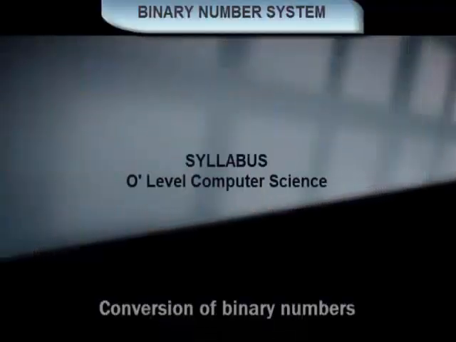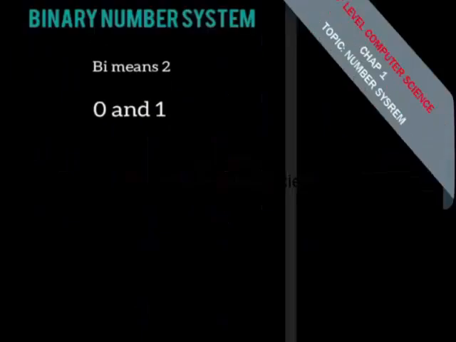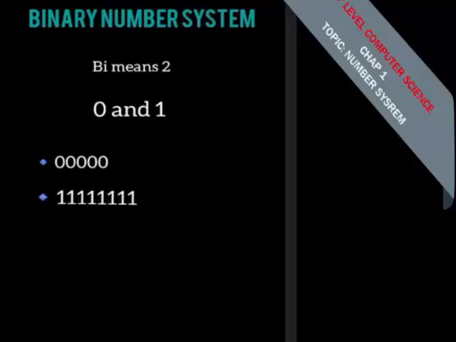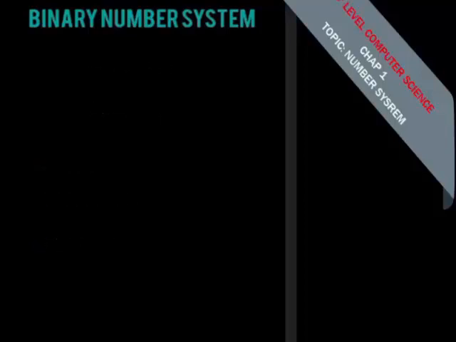Now, according to the syllabus, here is the conversion of the binary number system. Just keep it in your mind: if a question is given as a series of zeros and ones, or a combination of zeros and ones, it means the question is given in binary form. Let's move to the first conversion, which is the conversion of a binary number into a decimal number.